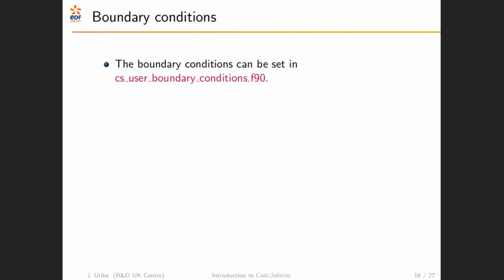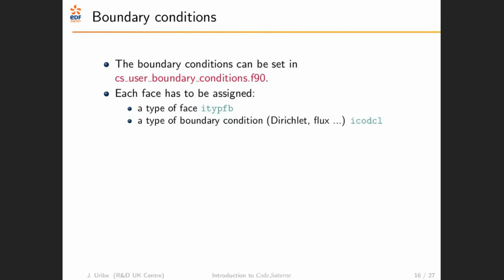Okay, so as I said, the boundary conditions are in CS_U_boundary_conditions, and by the end of this subroutine there's going to be a check, and every single boundary face needs to have been assigned a type of condition. So if you're not using the graphical interface, you will need to do this for all the boundaries, and if you don't, you will get an error saying some boundary conditions haven't been set.